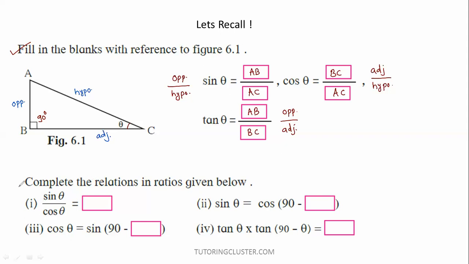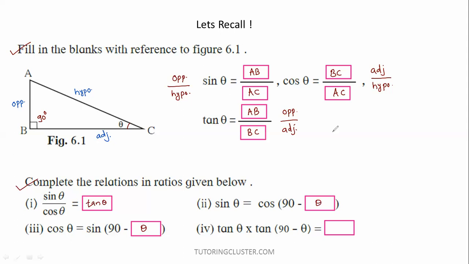Now, let us see the next question. Complete the relation in the ratios given below. So, sine theta upon cos theta. What is sine theta upon cos theta? It is nothing but tan theta. Now, sine theta is equal to cos of 90 minus theta. Okay, then cos theta is equal to sine of 90 minus theta.